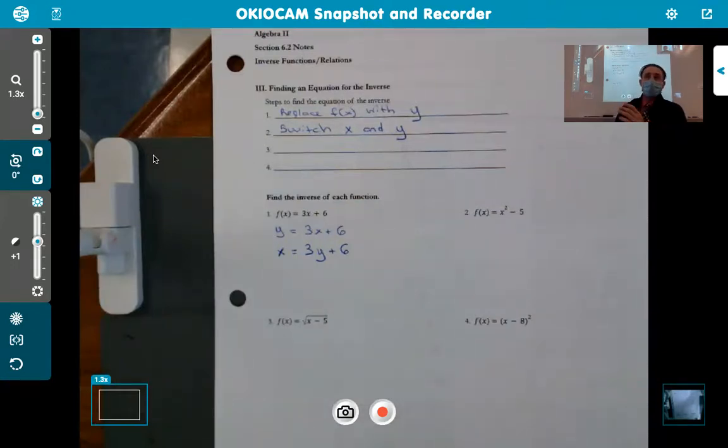Everybody with me so far? Any questions about either of the first two steps?